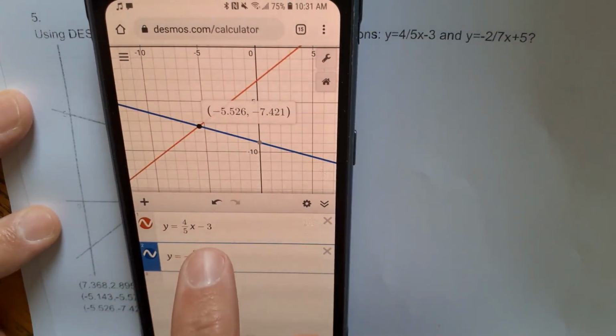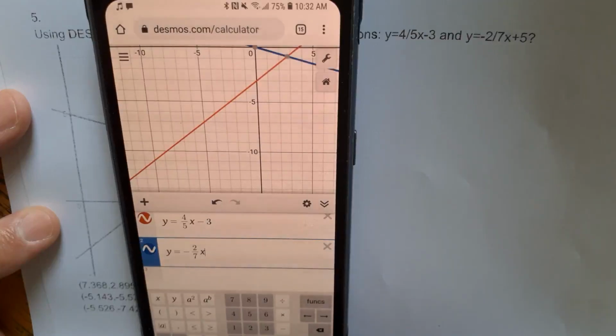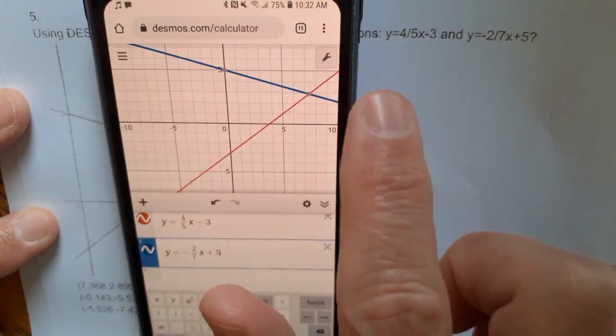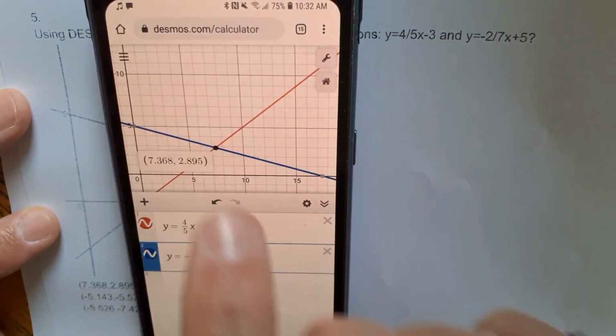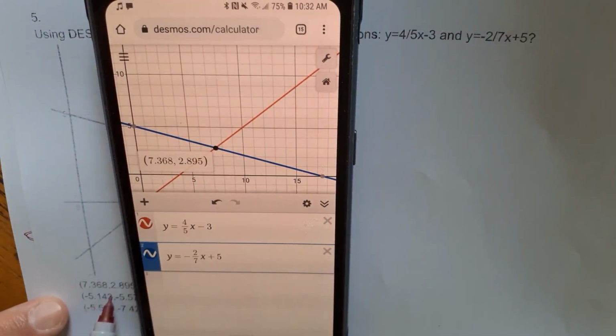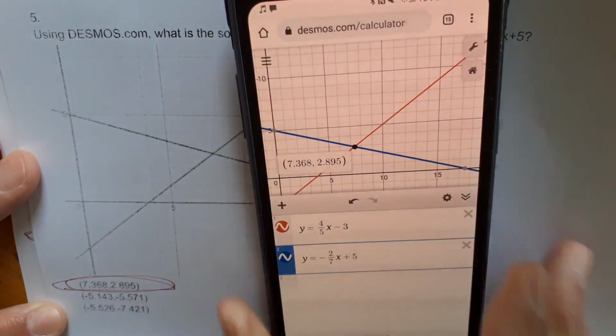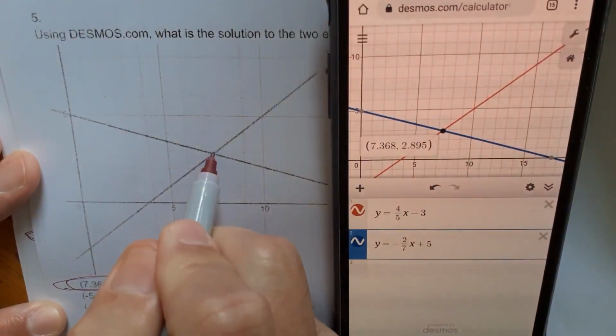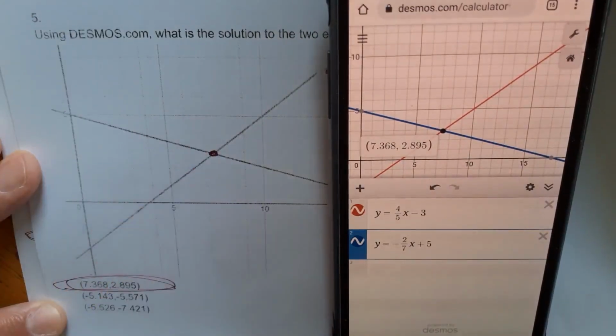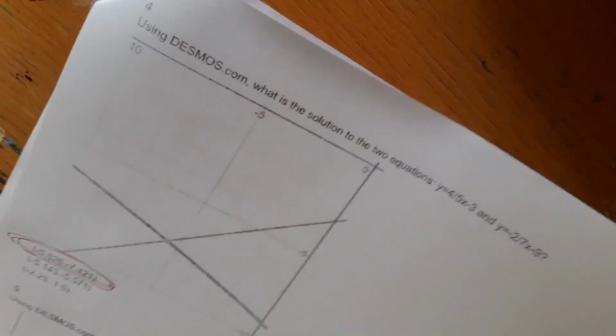4/5 x minus 3, that one's here, and negative 2/7 plus 5. So they're only changing a little bit of this, plus 5 here. Let's see where we intersect. We might have to hit the home key to find where that is. Good. Click it twice. It's 7.368 and 2.895. We're just looking at the same graphic here to see that there's no intersection on the grid. We're not going to be at whole numbers or integer values for these solutions.